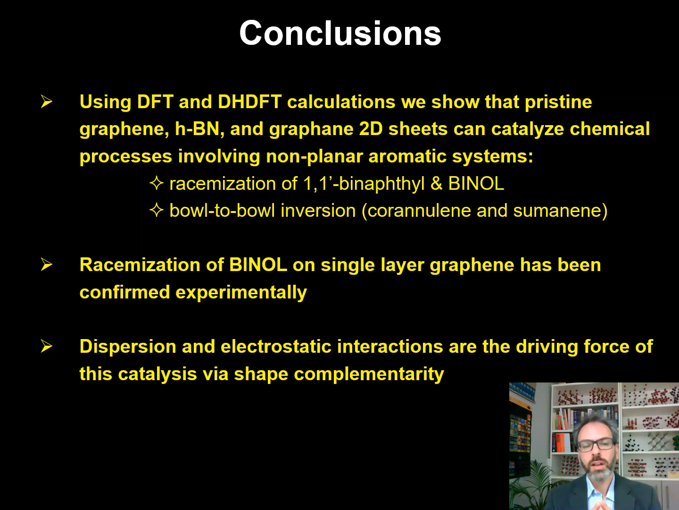So let's conclude. We have used DFT and double hybrid DFT calculations to show that pristine two-dimensional materials can catalyze a range of chemical processes, all of which involve non-planar reactants and products and planar transition structures. In particular, we have shown that these 2D catalysts can catalyze the racemization of binaphthyl and BINOL and the ball-to-ball inversion of corannulene and sumanine. The racemization of BINOL on a single-layer graphene has also been recently confirmed experimentally, which is a very exciting result. And we have shown that these catalytic enhancements are driven by electrostatic and dispersion interactions.